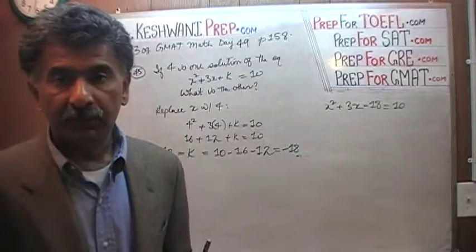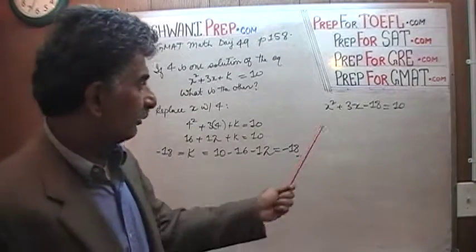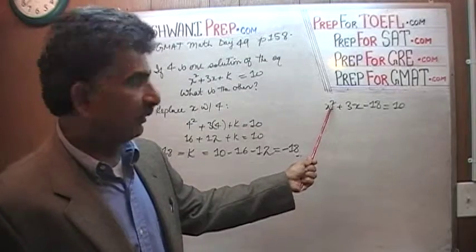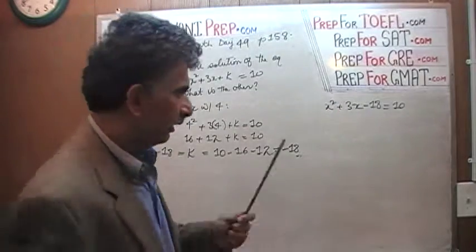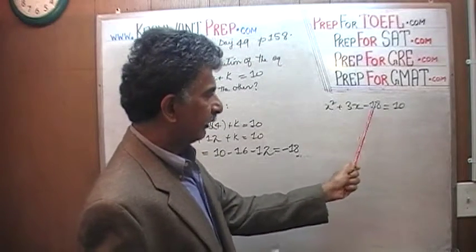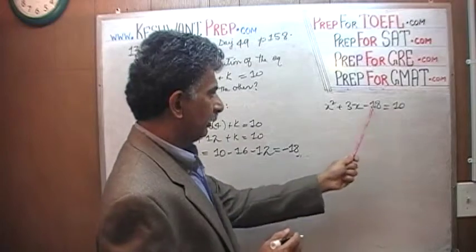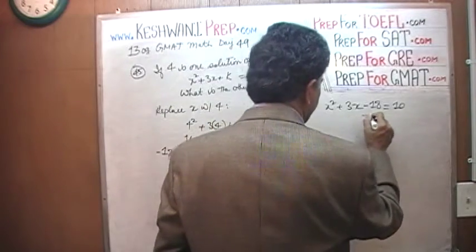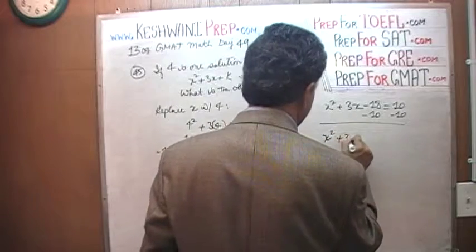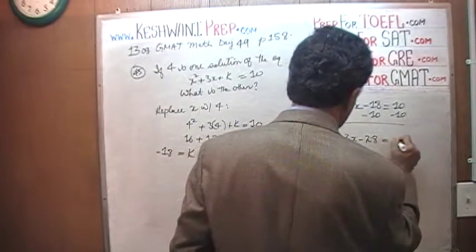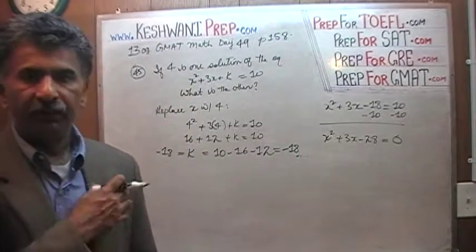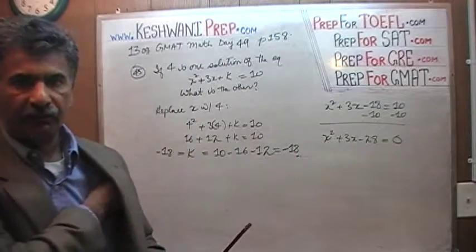Of course, quadratic equations are not written like this. They're usually written in standard form, where we have the variable with the second power, then the first power, and then the constant. So we bring the 10 to this side. In other words, subtract 10 from both sides of the equation. We end up with x squared plus 3x minus 28 equals 0. Voila. That is what is known as a quadratic equation in standard form.